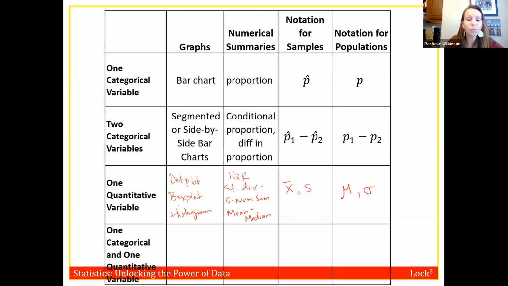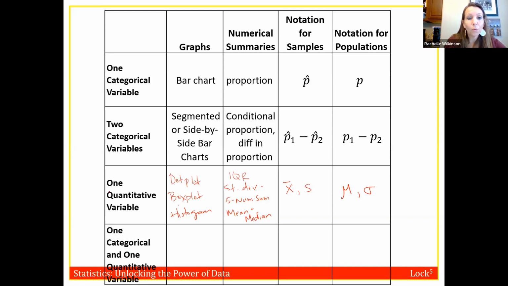All right, so next we're going to talk about what to do when we have one categorical and one quantitative variable, which basically means that we're looking at a quantitative variable, but we're comparing several groups. Because of that, everything that we do for one quantitative variable, we're just going to do separately for each group. So we can go ahead and fill in the bottom part of this chart here, and then we'll look at an example.